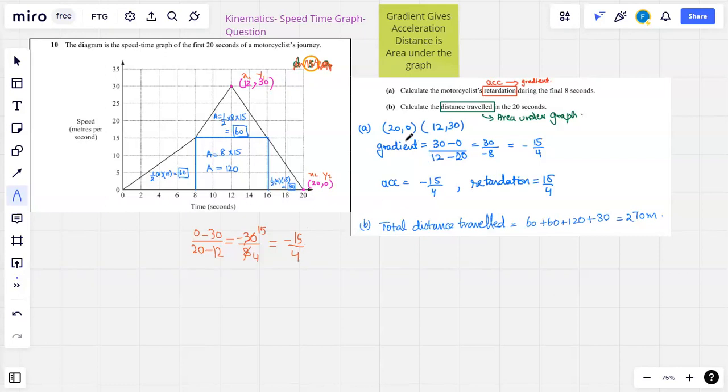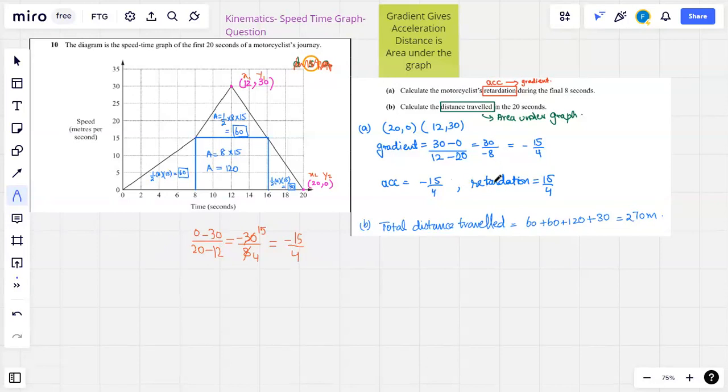So it doesn't matter which point you label as x1 or y1, x2 or y2, the answer is always the same. Minus 15 upon 4 is the answer. This is the value of the gradient, and this gradient means this is the value of the acceleration. So this is negative, so we will say this is deceleration or the retardation. So you can write it like this as well. Acceleration is equal to minus 15 upon 4 meter per second square.